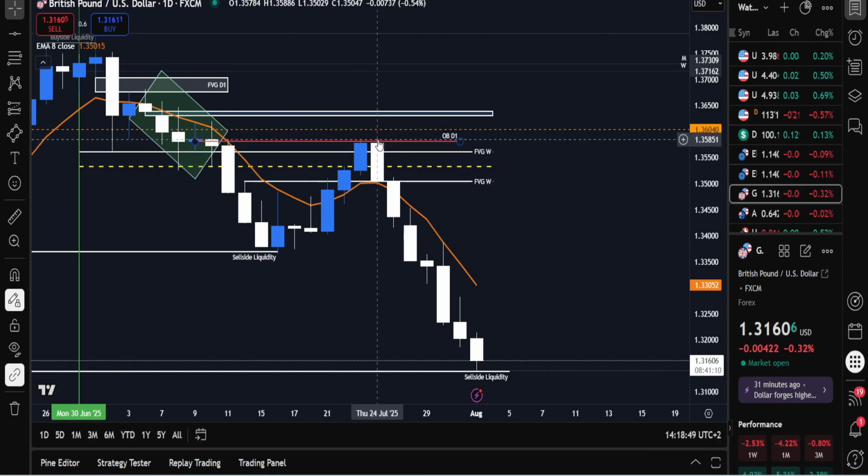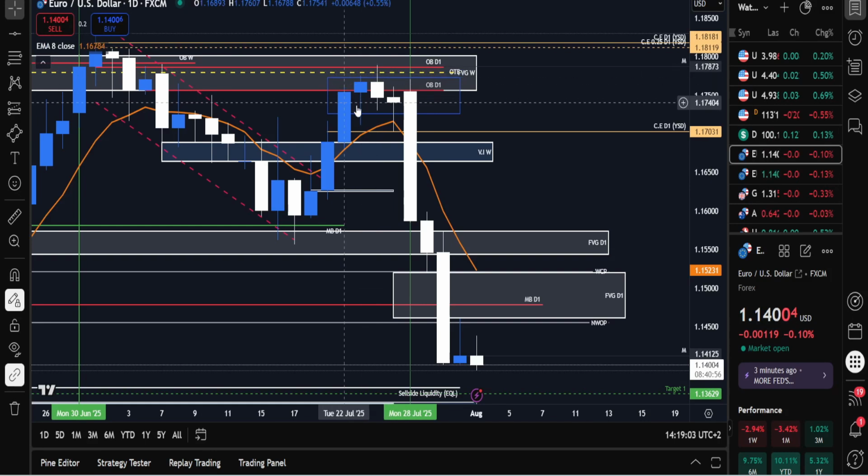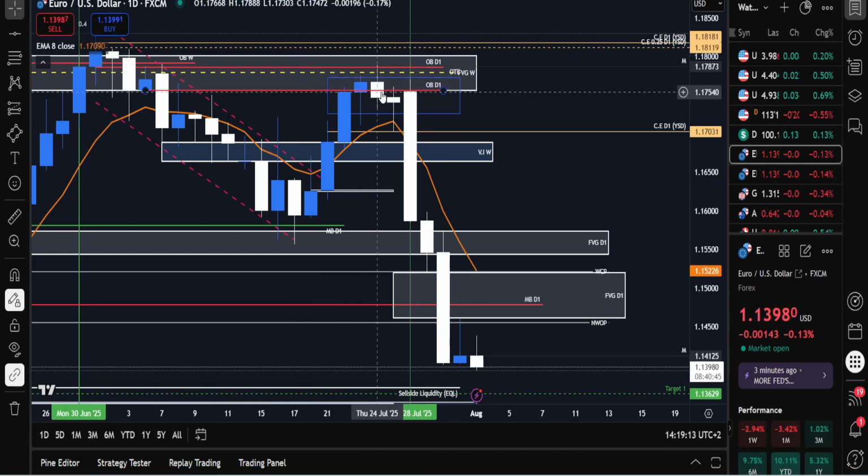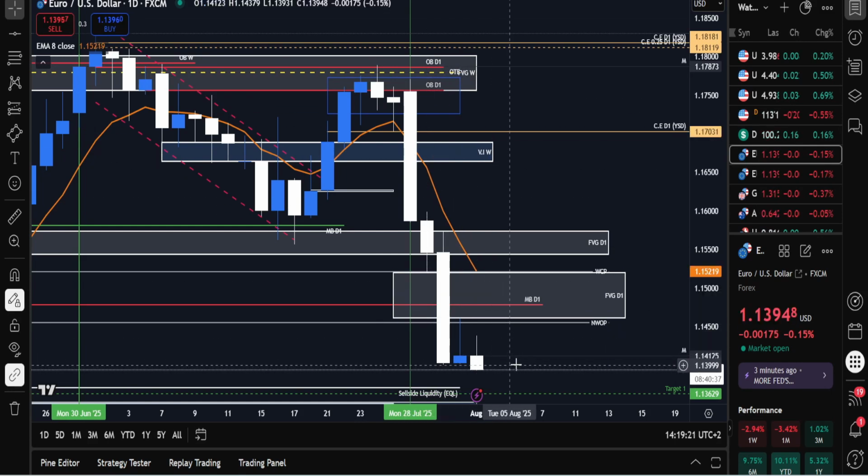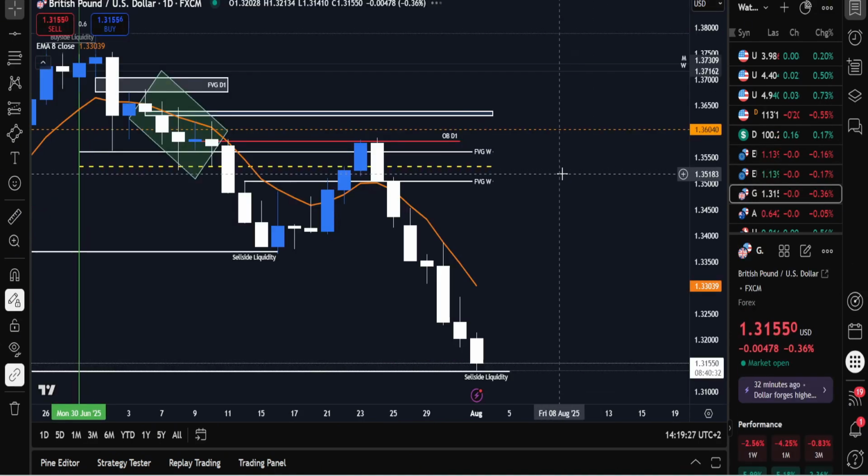So one could have been looking for shorts when that Thursday up here, at the same time as the optimal trade entry of the DXY, the same time as the euro dollar. Let's see, euro dollar also traded back into optimal trade entry into the order block and consequent encroachment of that fair value gap. And when was it? Thursday. So you could have been looking for shorts on Thursday and then anticipating price to go down, right?